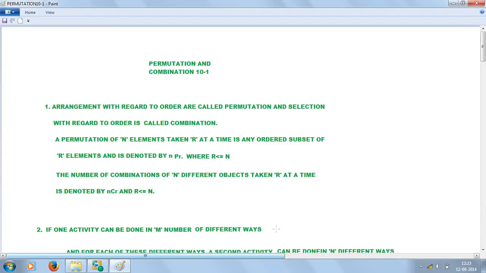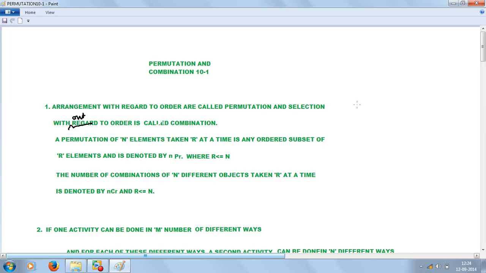We'll start a new lesson in permutation and combination. So, what is the meaning of permutation? Given some figures or digits, we can arrange them with regard to some particular order. Then it is called permutation. And the selection without regard to order, without any order, is called combination.